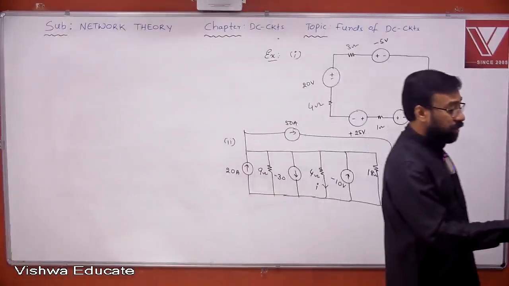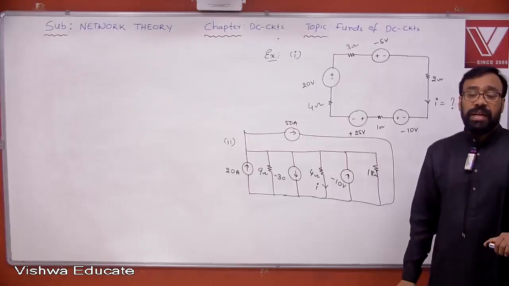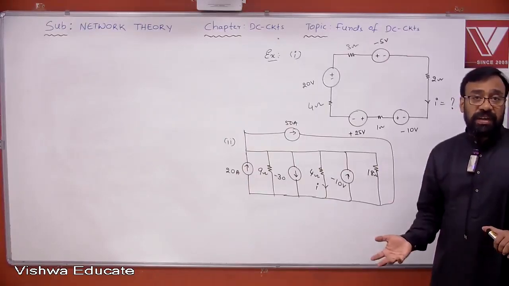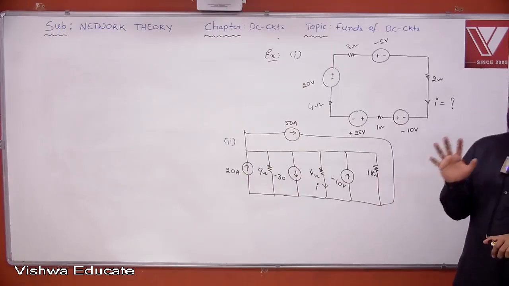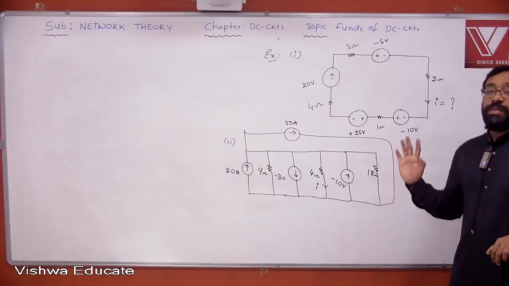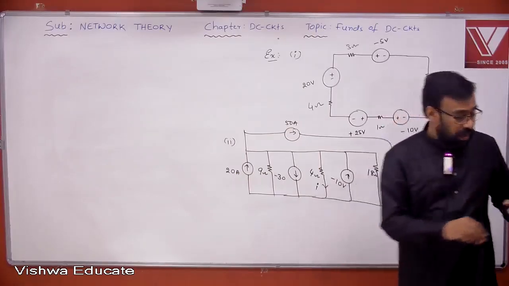Now, voltage sources can be replaced by a single source. Resistors can be simplified and can be replaced by a single resistive element. Current sources can also be simplified and replaced by a single current source. And voltage sources, when series connected, you can replace by a single source. Current sources, when they're connected in parallel, you can replace by a single current source, right? That we can try to apply here.